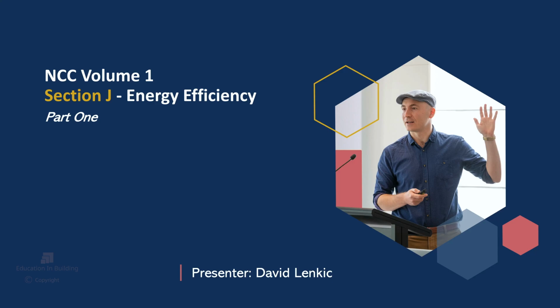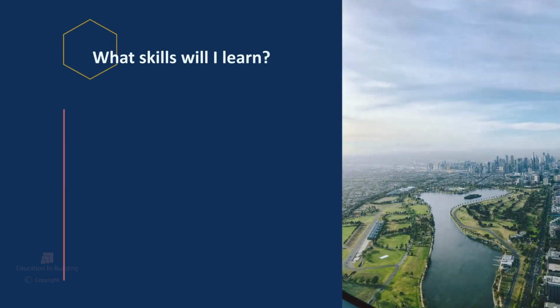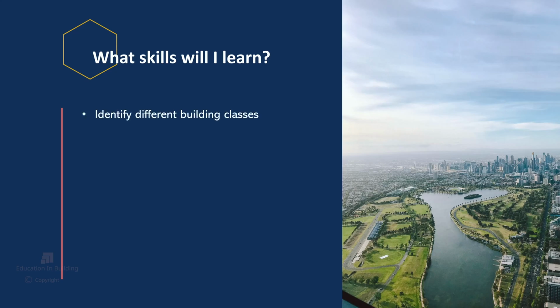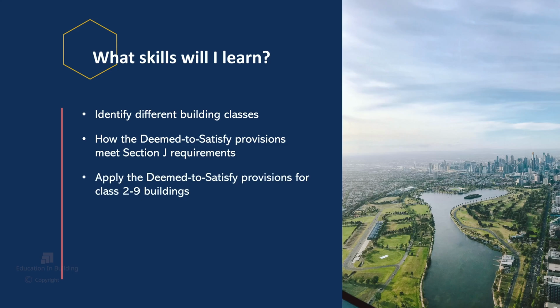So what are those skills that we're going to learn? Well, did you know that the National Construction Code defines over 10 different building classes? They have different requirements too, so you need to be able to identify and distinguish between those classes. Did you also know that even with the same building class, there are various methods to achieve Section J compliance? Well, you'll learn the primary method of following the deemed to satisfy provisions. And once you know how the deemed to satisfy provisions work to form a compliance solution for Section J, you'll learn how to use them to assess a building for thermal efficiency.